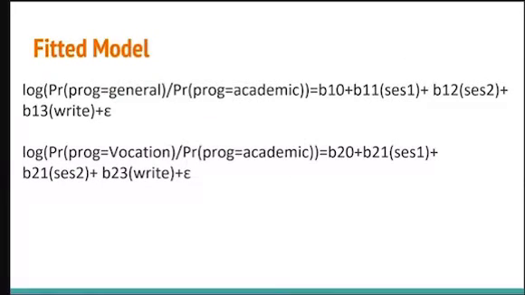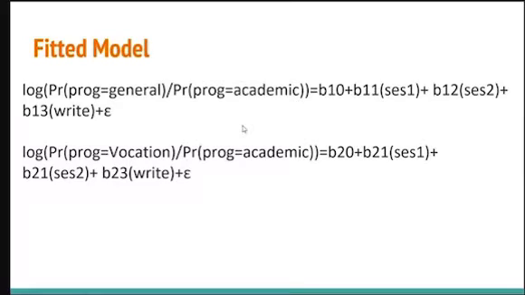When I'm writing the fitted model, it's going to be in logit form, which is the log of what? The first one is the log of the probability of general divided by academic. The second one is the log of the probability of vocation divided by academic. When you look at the two fitted models, you'll see that the logs are centered on the two levels relative to the one that is referenced. Take a look at that.